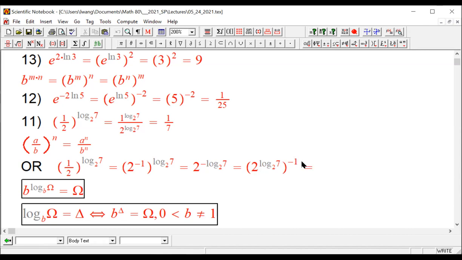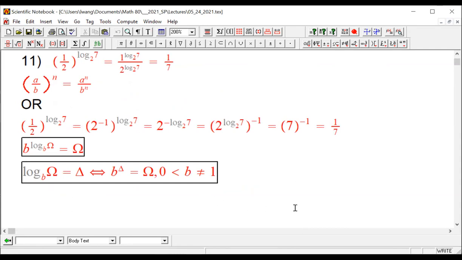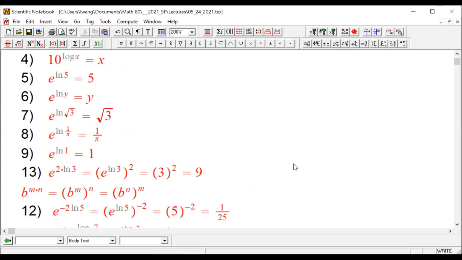And then we can apply the property we just learned right here. So this guy equals 7, and so eventually we get 1/7 as well. You guys with me? You guys follow? All right, very good. So that's one of the very important properties. Of course, number 14, 15, you guys will get it.